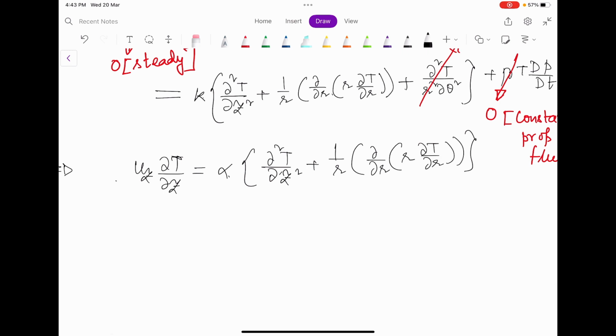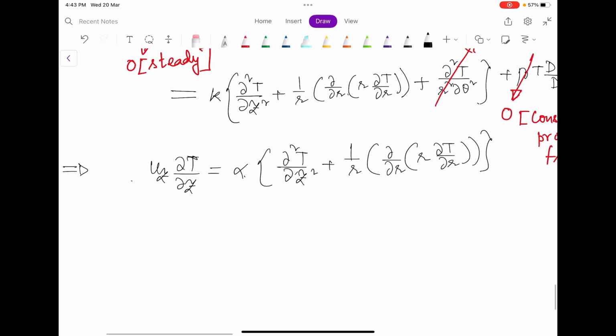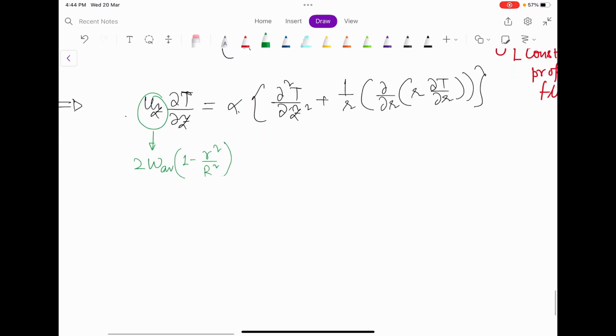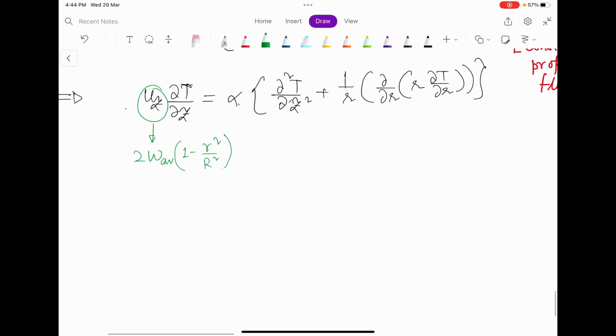So I hope that I am not doing any kind of silly mistake here. Okay, so if this is correct, and now for fully developed flow, we know that this uz is 2 into uz bar, or if I write it as w, so uz is 2 into w average into 1 minus r square by R square, right? So I know the expression of uz. So now let us do some order of magnitude analysis here also.